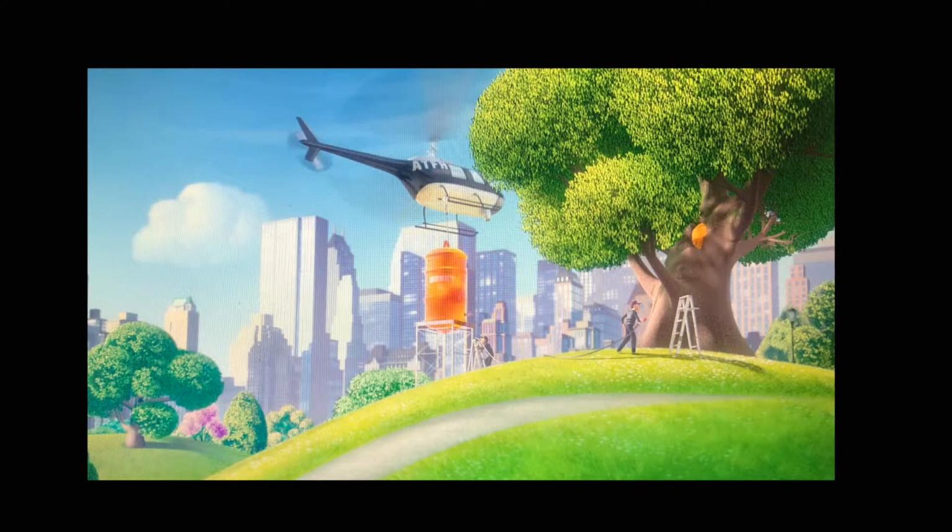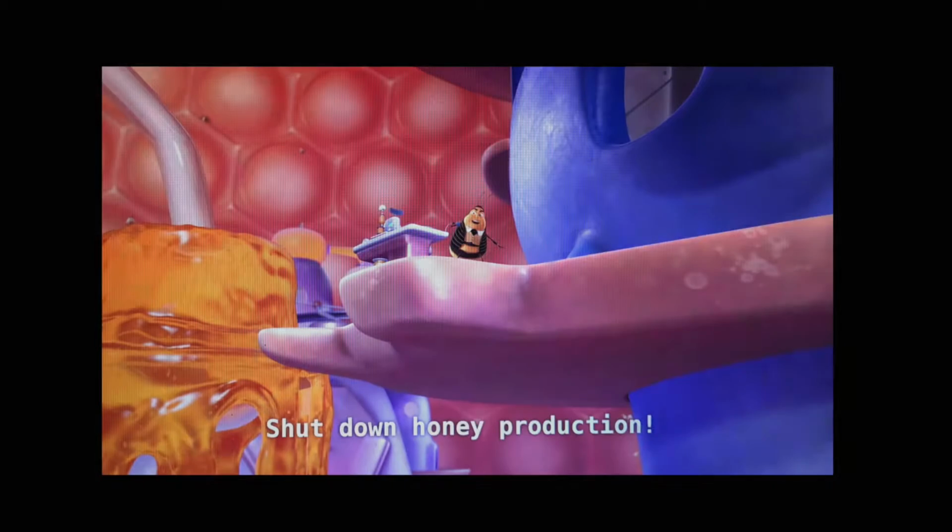The bees are getting all of their honey back, and by all, I mean all. They are getting so much honey back, which means that they cannot produce any more, causing them to have to shut down the production of honey.